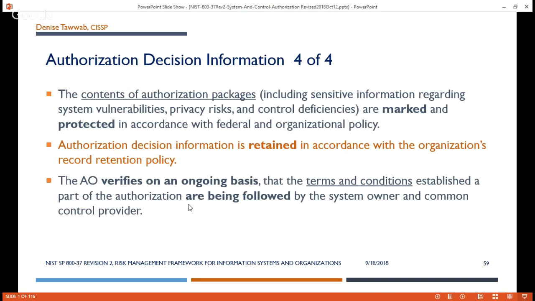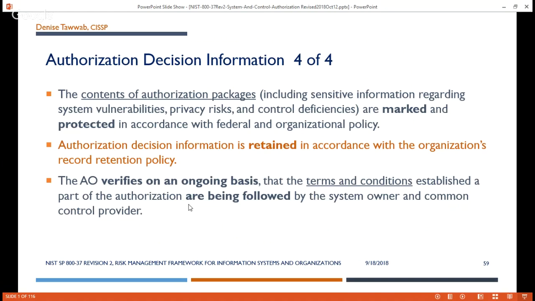The contents of authorization packages, including sensitive information about system vulnerabilities, privacy risk, and control deficiencies, are marked and protected in accordance with federal and organizational policies. This is going to be some highly sensitive information, so you do want to mark it and make sure that it's controlled, that the distribution of that information is controlled. Authorization decision information is retained in keeping with your record retention policy.